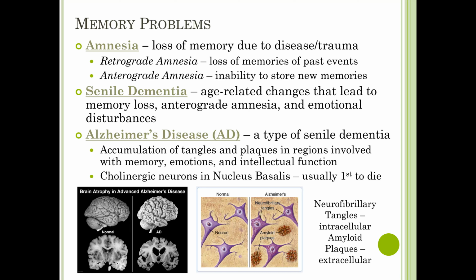And then here is a little graphic to show you the two main characteristics of Alzheimer's. Neurofibrillary tangles are collections of proteins that build up inside the neurons and contribute to their death. And amyloid plaques are proteins that build up outside the neurons and again seem to contribute to their death.